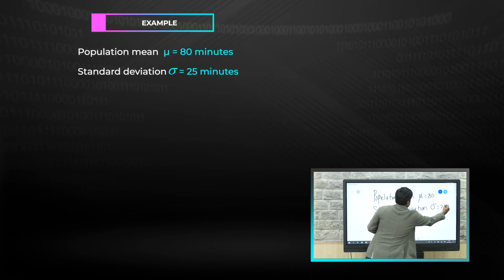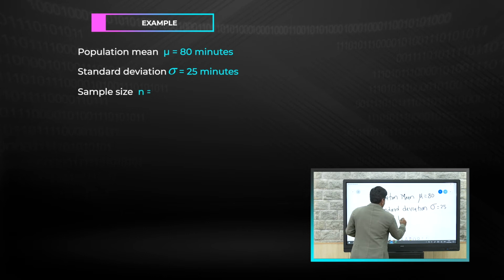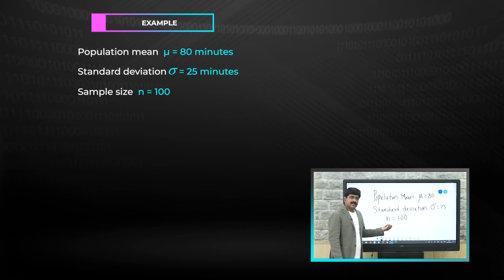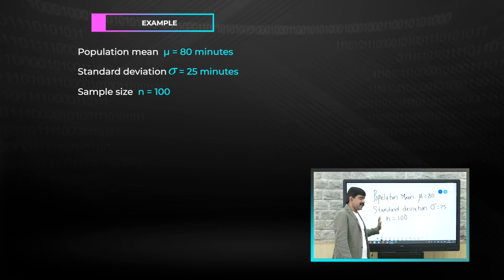Sigma is 25 minutes. The sample size is the collected sample of 100 students, so the sample size N is 100. Since we know the sample size, the sampling distribution of this sample will follow a normal distribution in which the mean is the same, 80, and the standard deviation, or the standard error of the sampling distribution, will be sigma divided by square root n.